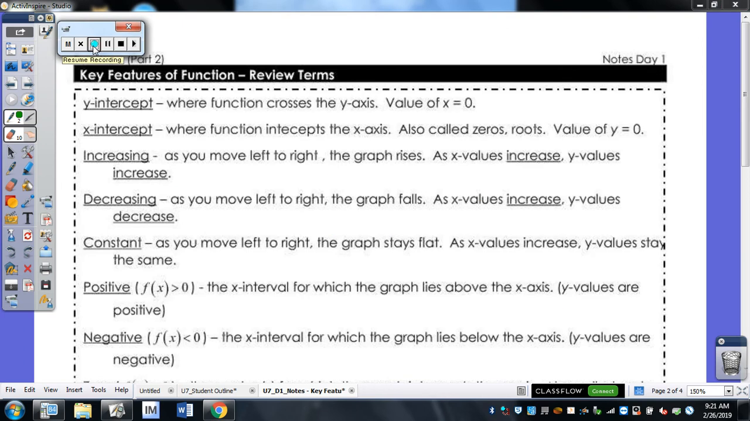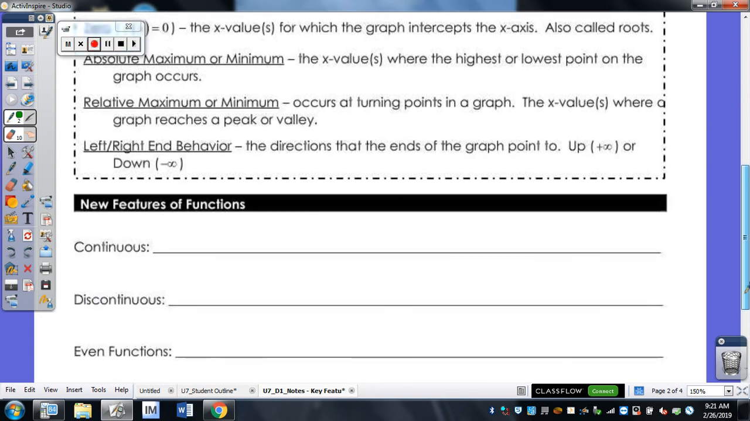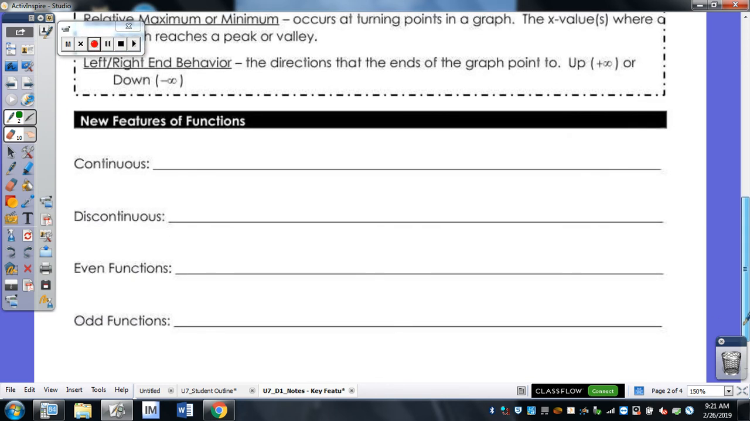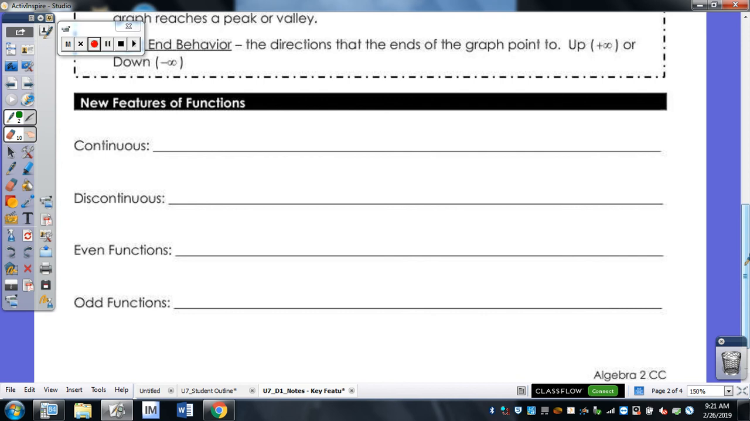So right here, all I've already typed out for you are a whole bunch of vocab words for you to be able to study, because you need to know what these are. Y-intercept, x-intercept, all that good stuff. Increasing, decreasing, constant, positive, negative, zeros, absolute maximums, relative maximums, minimums. All right. So then we have 4 new ones that we're going to be talking about today.